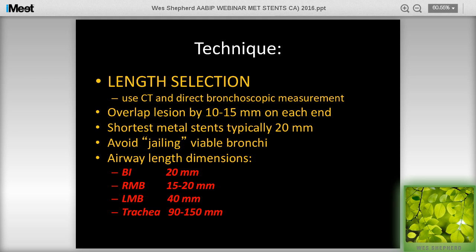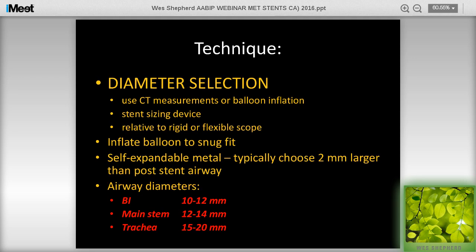Obviously, if there's mucosal tumor, you'd like to overlap those lesions by at least 1 centimeter or more on each end. Typically our shortest metal stents were around 20 millimeters. Now we have some options that go even shorter than that, which again we'll talk about. Obviously, in choosing the stent length, we'd like to avoid jailing viable bronchi. I can't emphasize enough how important it is, and I quiz our fellows on this often. You really need to know your airway lengths, at least what the ranges are, as you make these selections.